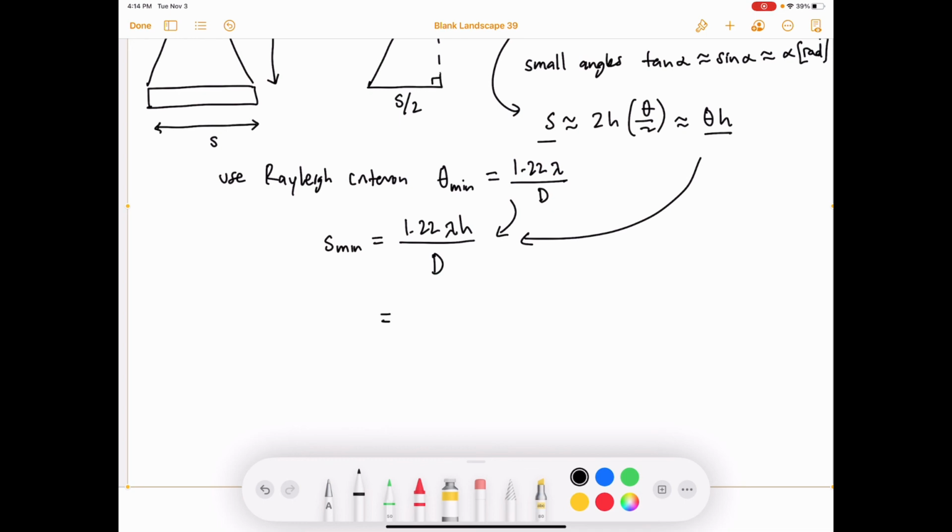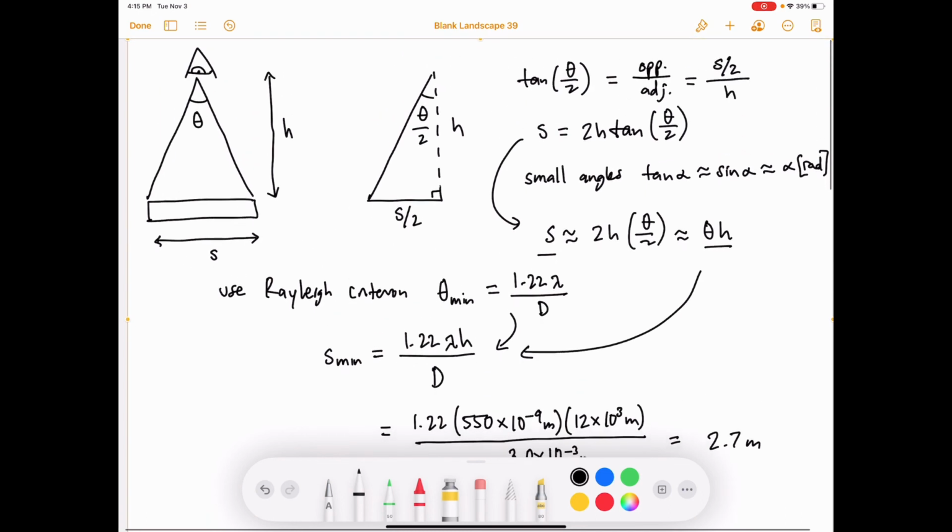Now, we have 1.22. The wavelength of the light is 550 nanometers, 550 times 10 to the minus 9 meters. And then we have h, which is 12 kilometers, or 12 times 10 to the 3 meters, divided by d. That's the diameter of the aperture, the pupil of your eye, which has a diameter of 3.0 millimeters, which is 3.0 times 10 to the minus 3 meters. So this comes out to about 2.7 meters. Okay, so that's the answer.